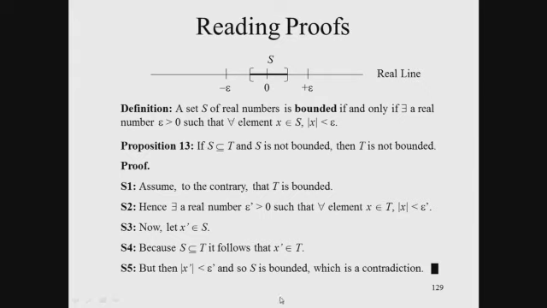What contradiction did you find? In statement S5, it says that S is bounded, but in the proposition, it says that S is not bounded. In the hypothesis, it said S is not bounded. How can S be bounded and not bounded at the same time? That's the contradiction.